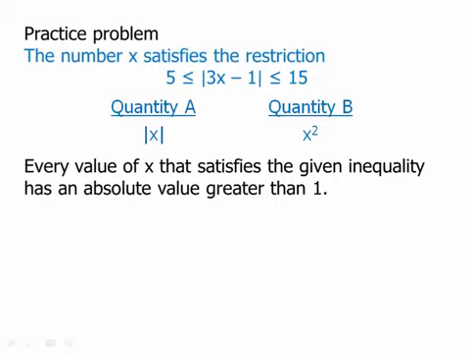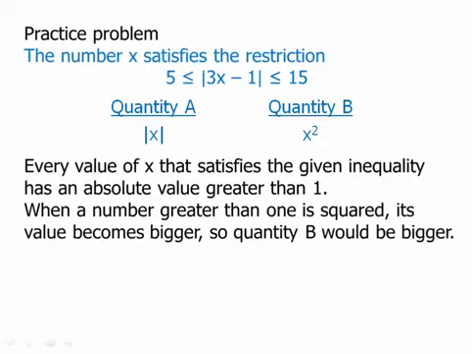Or if I were plugging in negative values, so if I plugged in negative 1, I'd get negative 3 minus 1, negative 4, absolute value positive 4. That would still not work. So I would need a negative value that is less than negative 1. That is to say, a negative number with an absolute value greater than 1. So either way, the positive numbers or the negative numbers have absolute values greater than 1.